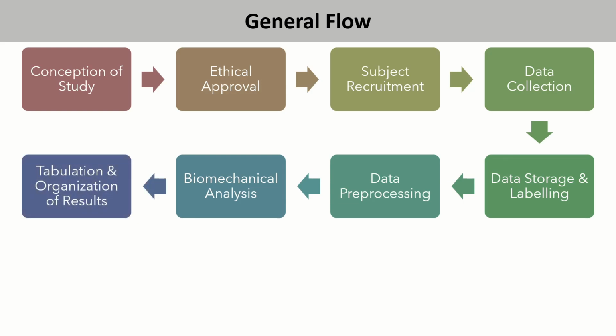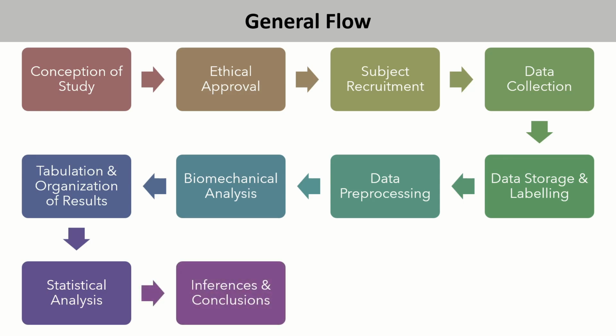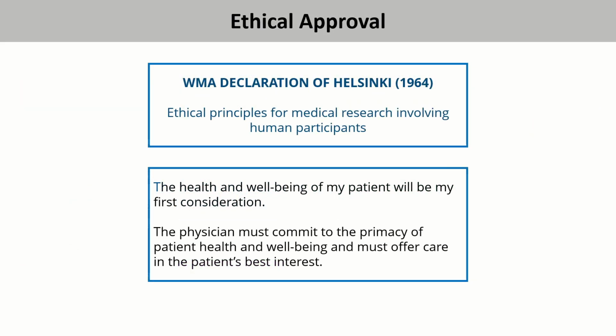And then you would actually get your results, which you would need to tabulate and organize neatly. And from these results, you can run a statistical analysis. And it is the inferences or the conclusions from this analysis that would tie back up to your objectives and your hypothesis of the study. And this is, in general, the stages you would run through when performing a biomedical or a biomechanical experiment. All right.